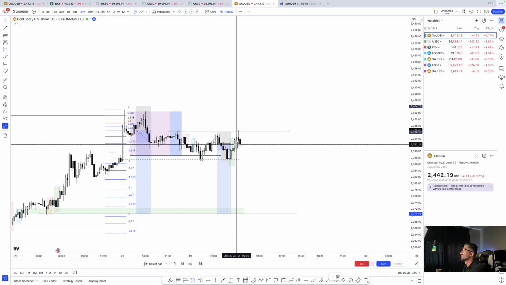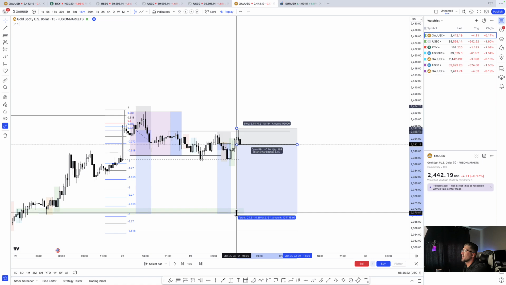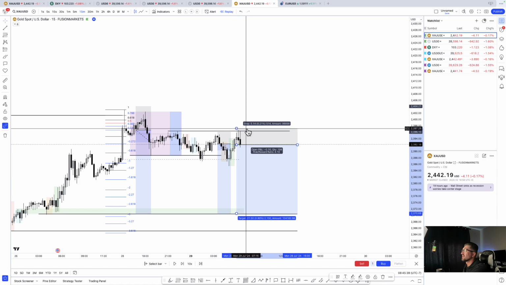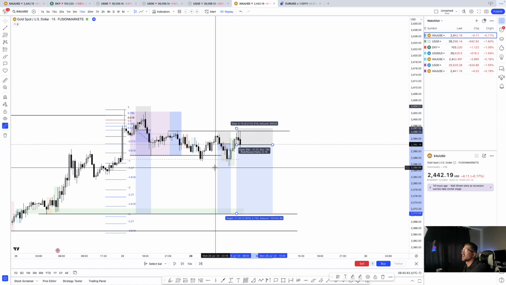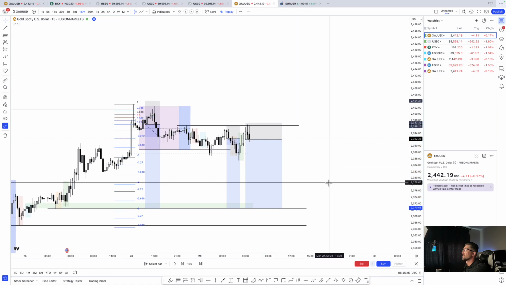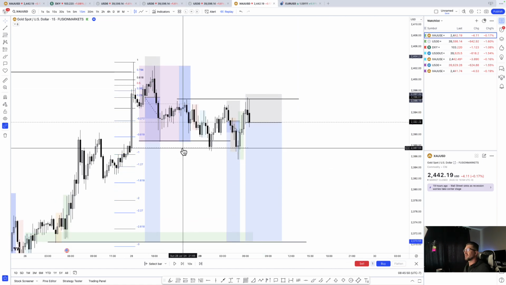I don't know exactly where the second entry comes in. Something along these lines. You guys can see on the phone screenshot I showed you the exact places I enter. I really don't care if my stop's 30 pips, 40 pips, or 70 pips. What I care about is my direction and my projections. So now, back to our reactivity theory.